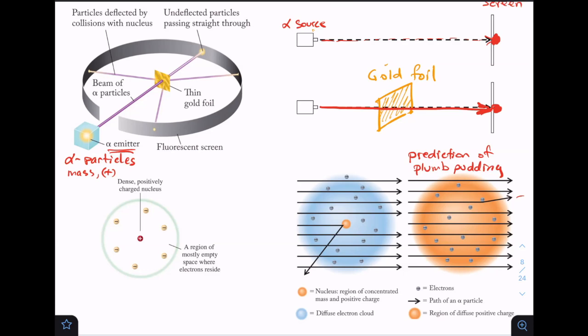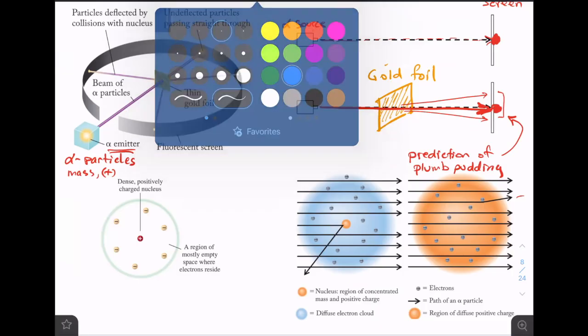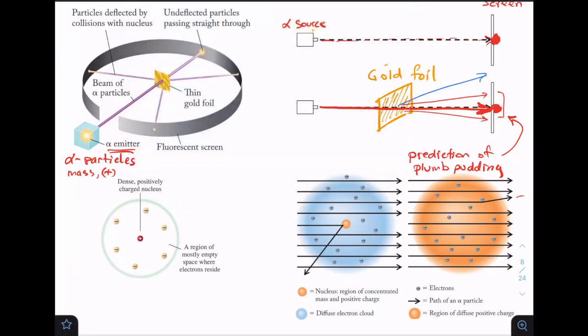In fact, they also found on occasion there was a little bit of deflection. Again, all of that is expected. Okay. So that was observed. But they observed other things that they didn't expect. In particular, they found that there was deflection more than expected. And the big shocker was that once in a while, they found some particles that actually went backwards.